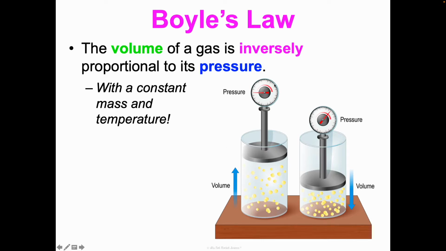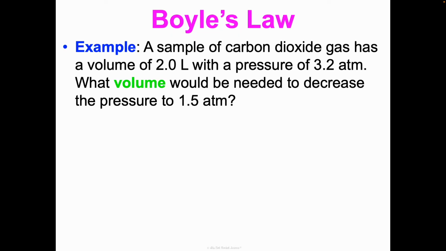And we can summarize this with an equation. P1 times V1 equals P2 times V2, where P1 and V1 are just our initial conditions, and P2 and V2 are just our changed conditions. Okay, so let's do an example. All right, first we read, a sample of carbon dioxide gas has a volume of 2.0 liters with a pressure of 3.2 atmospheres. What volume would be needed to decrease the pressure to 1.5 atmospheres?